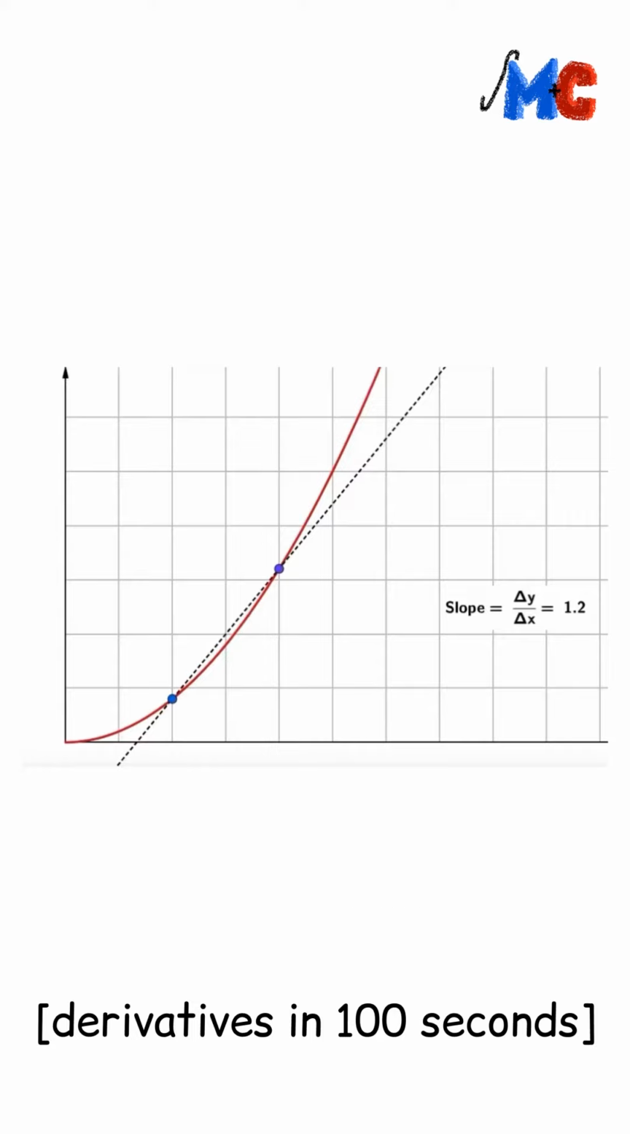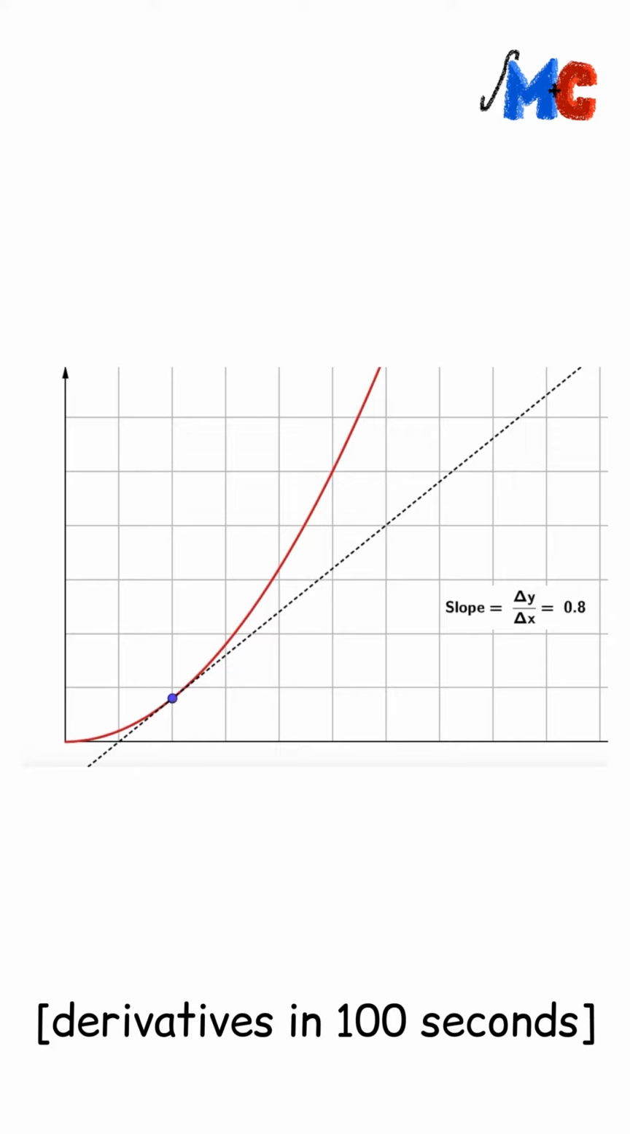Now, in looking at this picture, we can see that the slope of our line acts as a sort of rough approximation of the slope of our red curve between the 2 points. And in tandem with this, we see that as we move our 2 points closer and closer together, the slope of our line becomes a more and more accurate approximation of the slope of our red curve between the points.